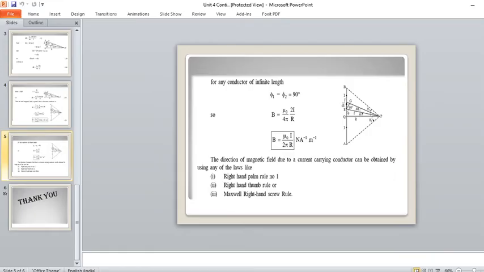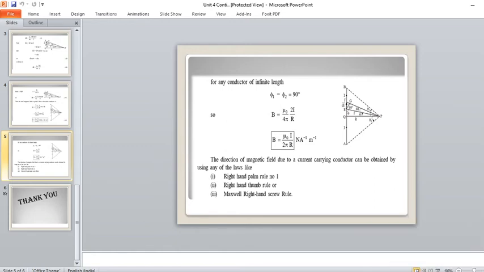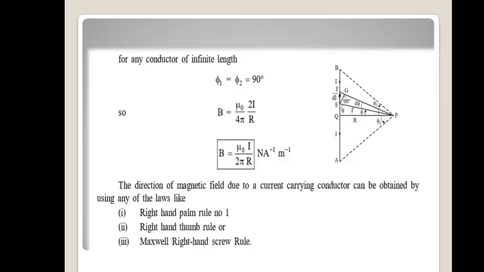So in Biot-Savart's law, we have used three laws, the same thing only: the right hand palm rule, the right hand thumb rule, and Maxwell's right hand screw rule. We have already discussed these rules while discussing the Biot-Savart slide itself. These are very basic things. Okay, what will that show?